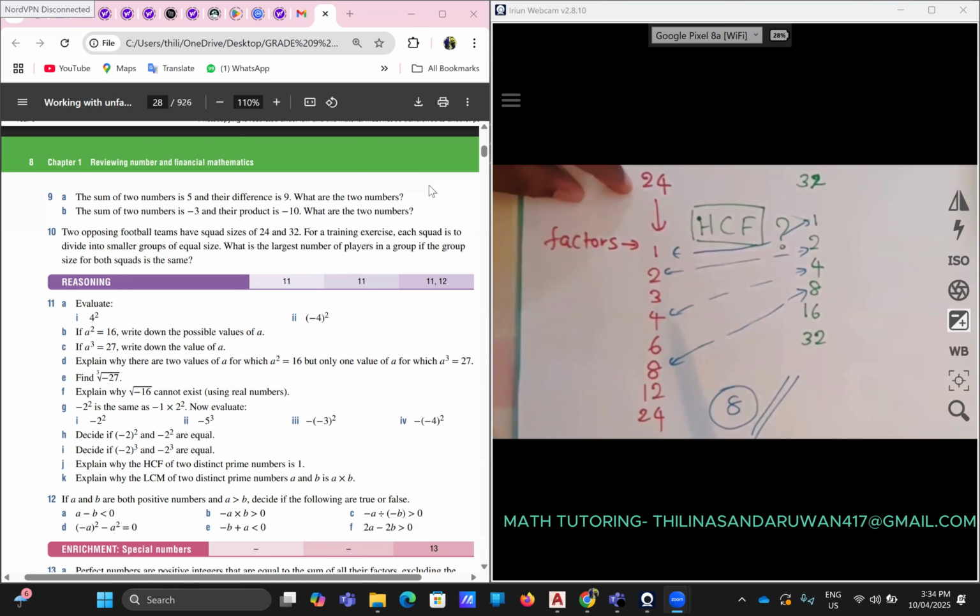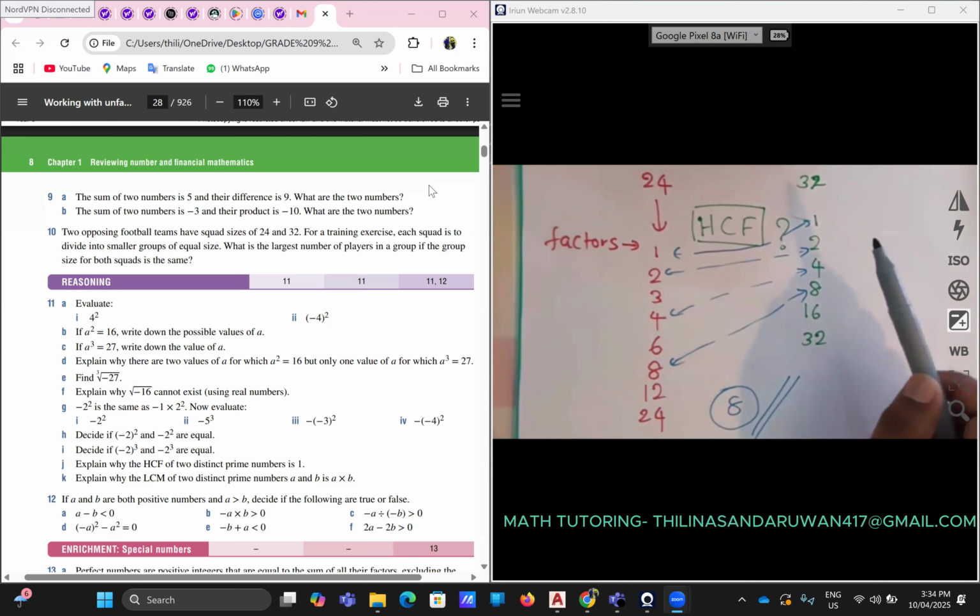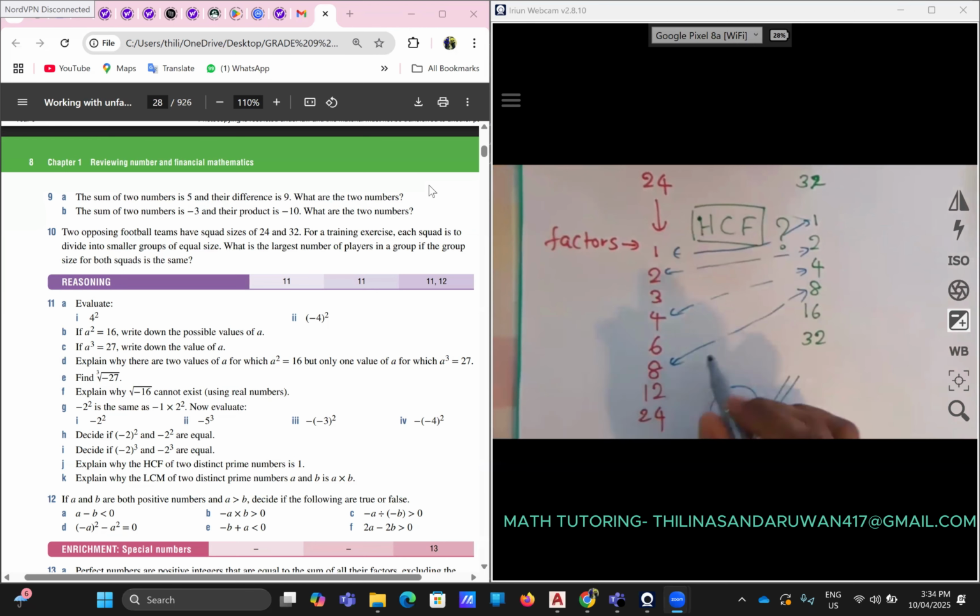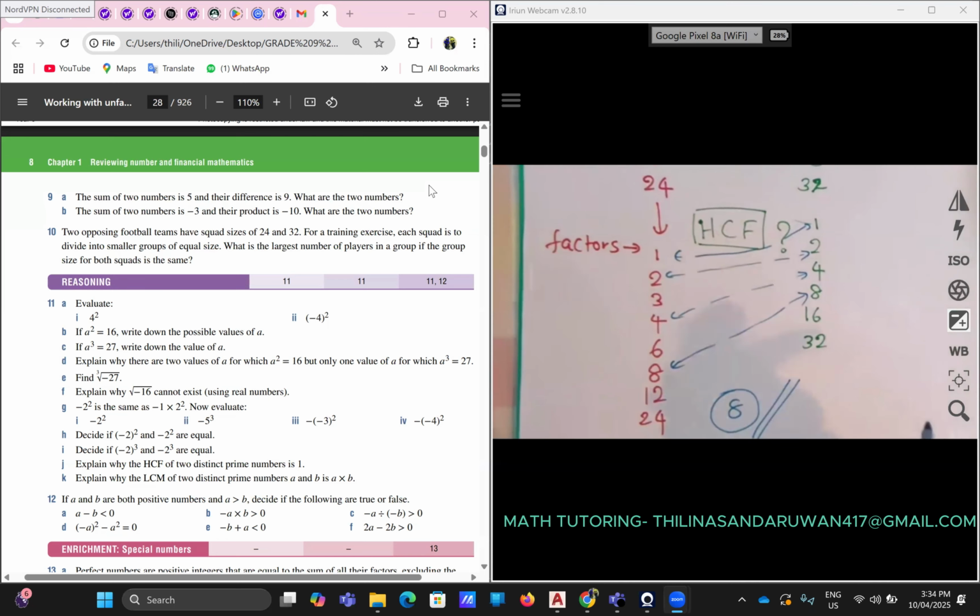If you divide team A into 3 groups with 8 members in each group, and B group will have to divide into 4 groups with 8 members, same as in A, you will get 7 teams, right? But they are asking what is the largest number of players in a group, which means 8.